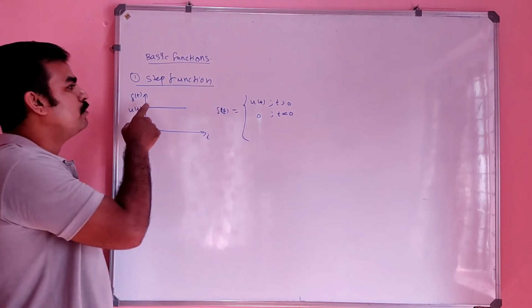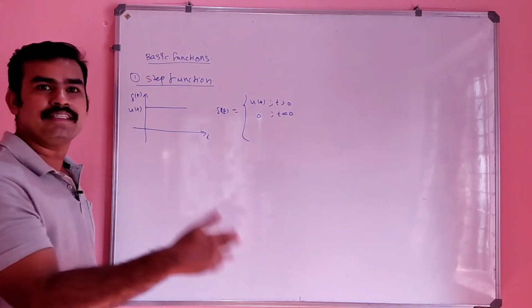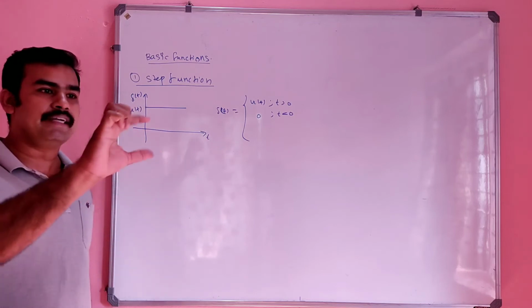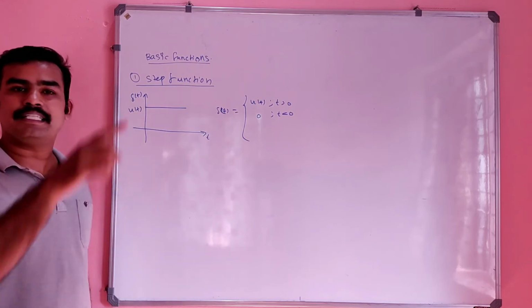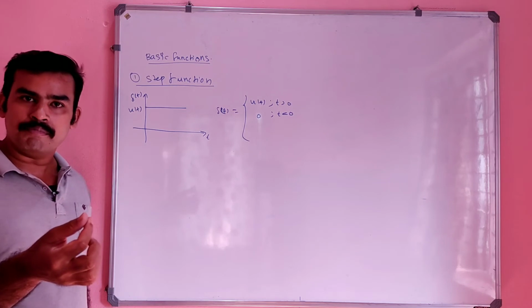Clear? I already told you, this step function is nothing but charging. Simply take a battery, a dry cell, and connect a bulb across its terminals.